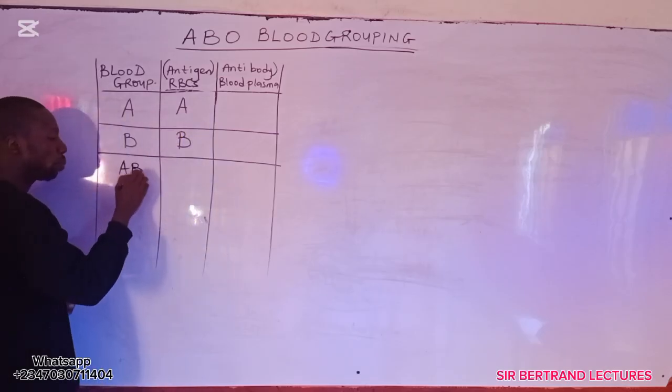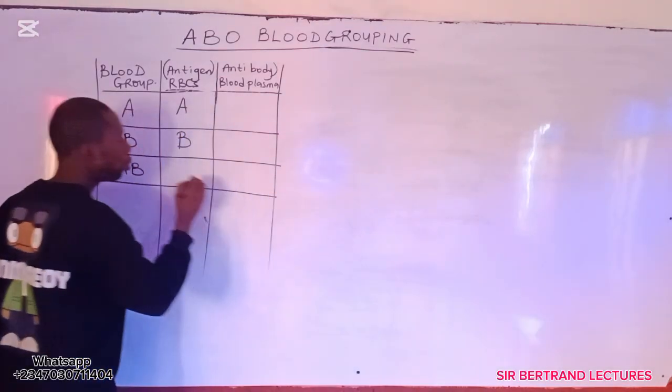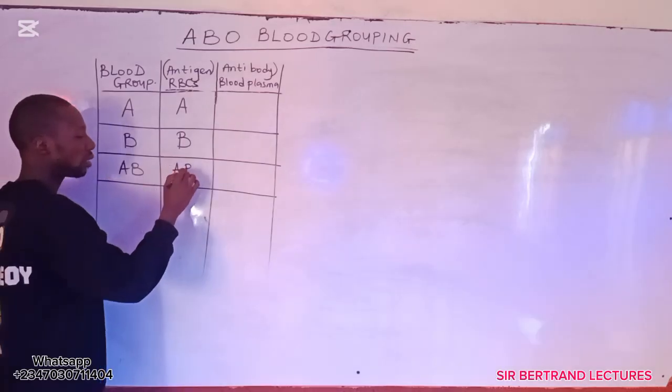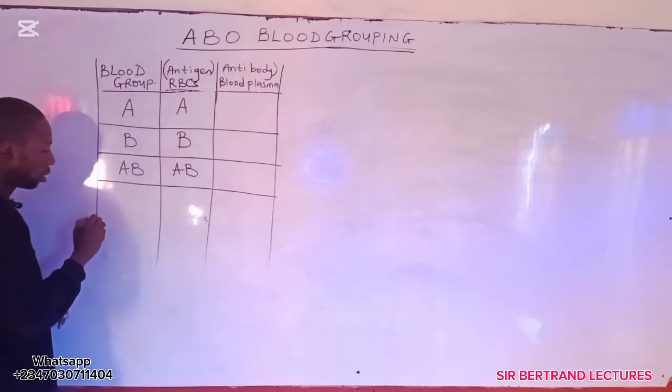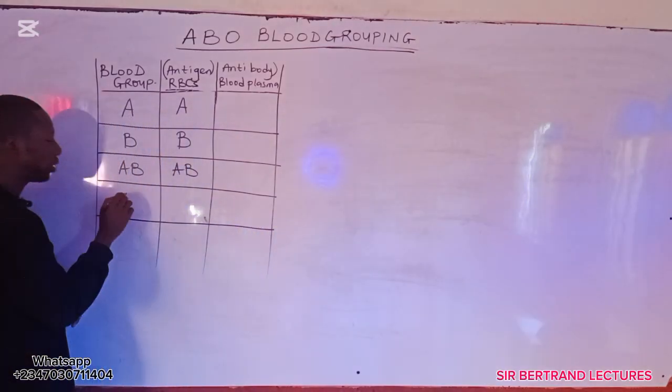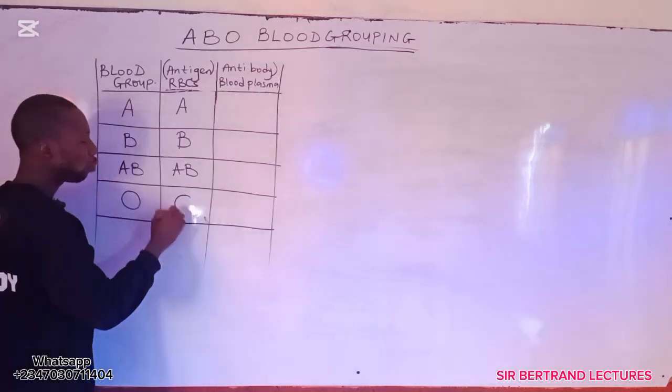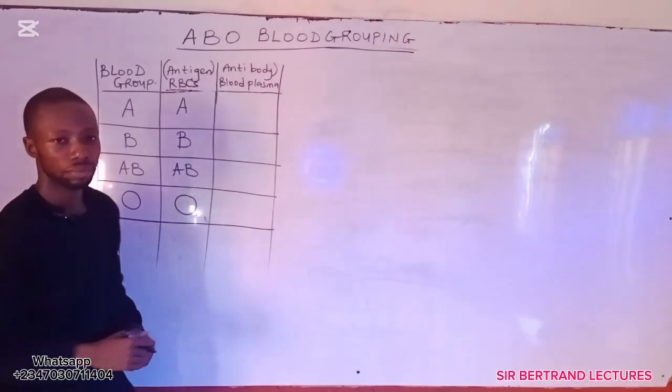Then people that belong to blood group B have antigen B. People that belong to blood group AB have both antigen A and antigen B. Then people that belong to blood group O have no antigen.